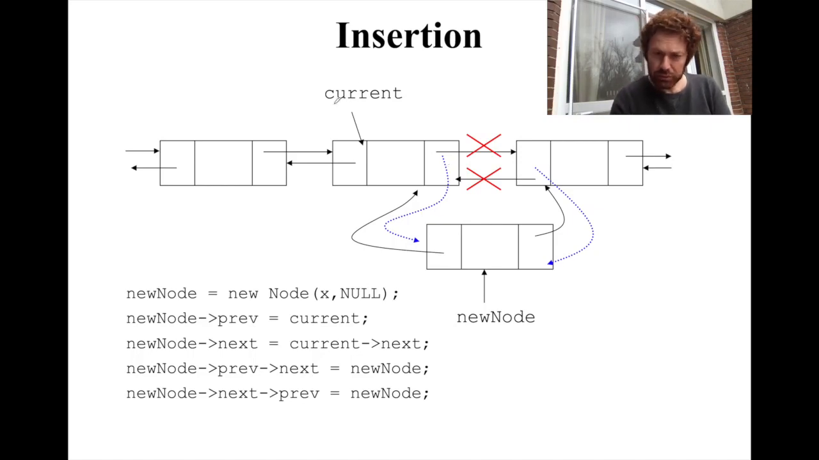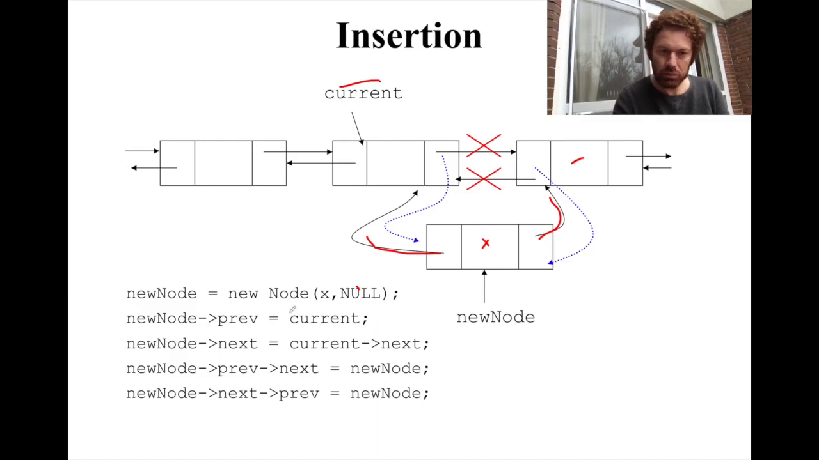For the insertion, again, the user must give me the pointer after which the insertion will take place, so I have access to current. I create a new node, a new memory, this rectangle, and I put X in it. The next of it I will set later. So new.prev, this black thing, is going to be equal to current. It makes sense. New.next, which is this black pointer, is going to be equal to current.next, which is this node.